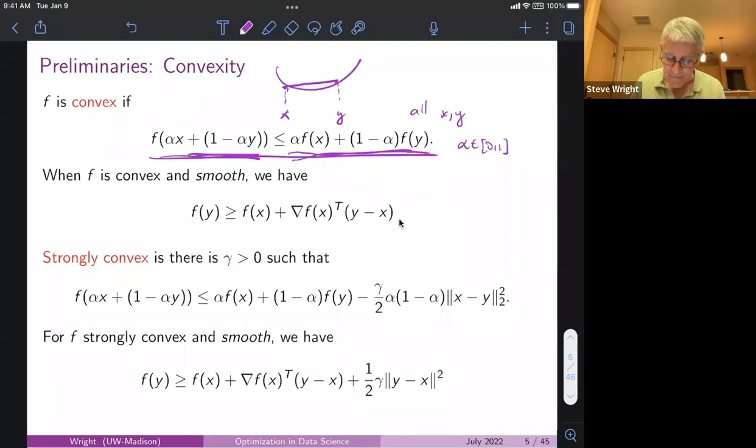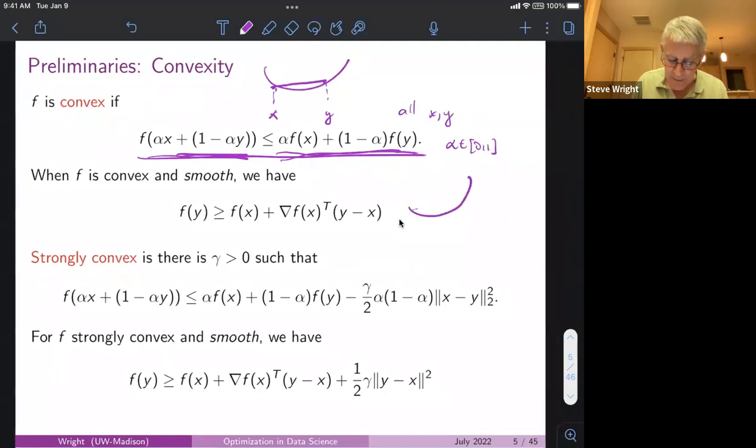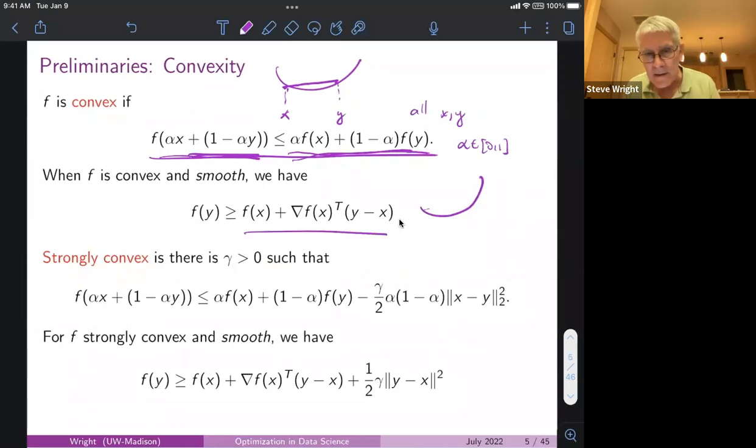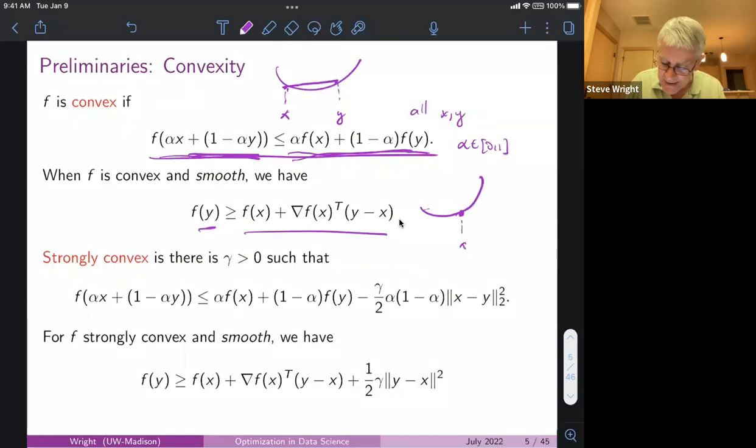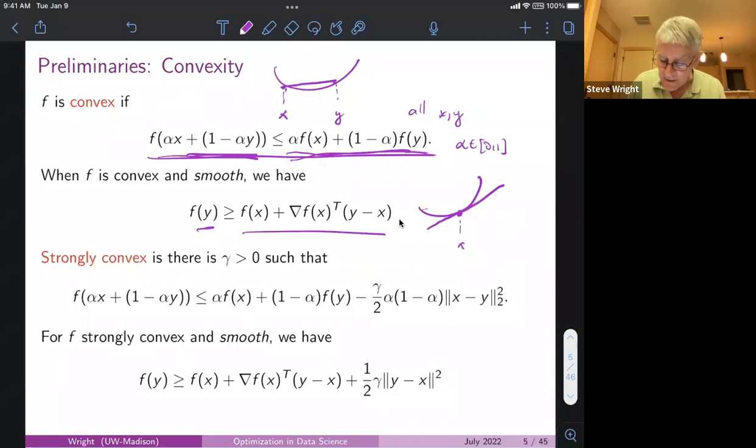So that's what it looks like. There's a property here that when f is convex and smooth, the tangent at x to the graph of the function lower bounds the actual function. The picture of that is easy to draw. If this is x here, the right-hand side is just the tangent that matches the slope and the value of the true function at the point x. And as you can see, the tangent lies below the actual function value at all points y. If I pick any other point y, we'll have that property.